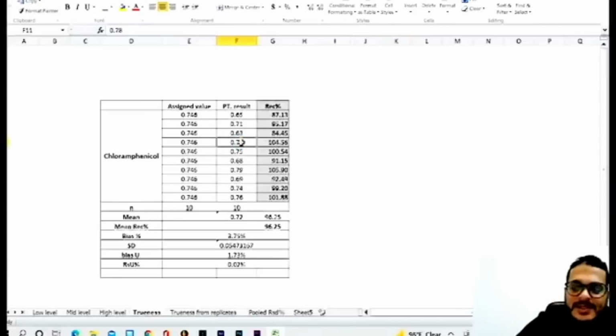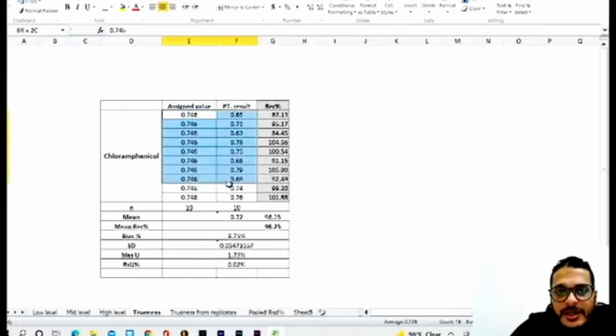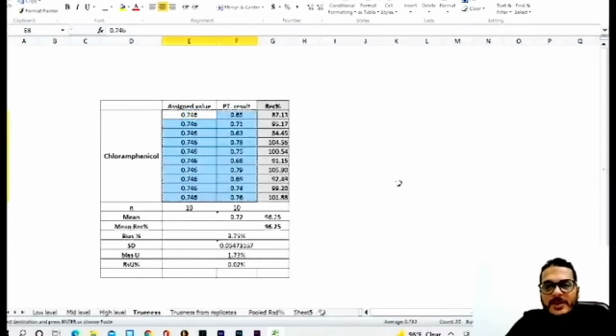If this, as an example, is 0.4, the recovery will be 53, and that's not accepted. So all recoveries should be within the acceptable range at the beginning. Then you will calculate the average. I can take this result to explain.